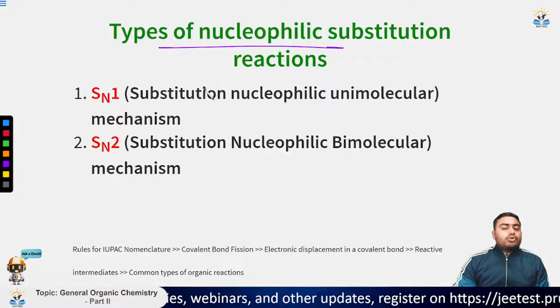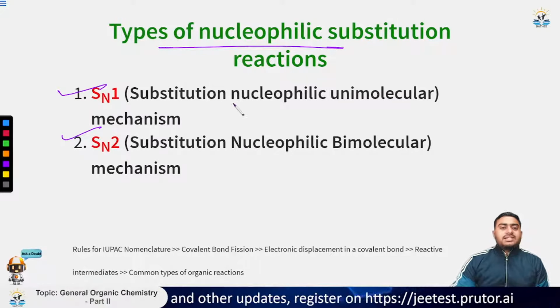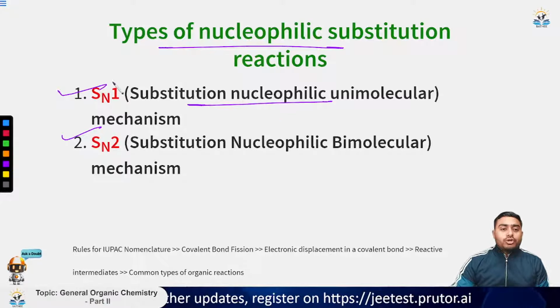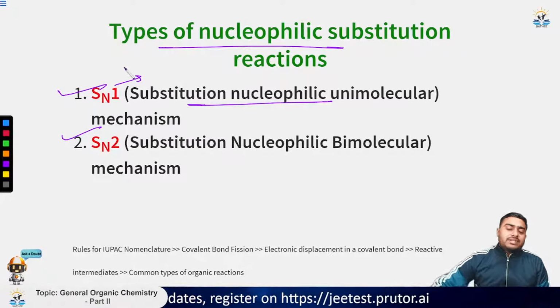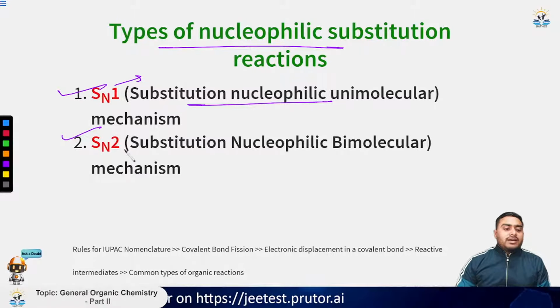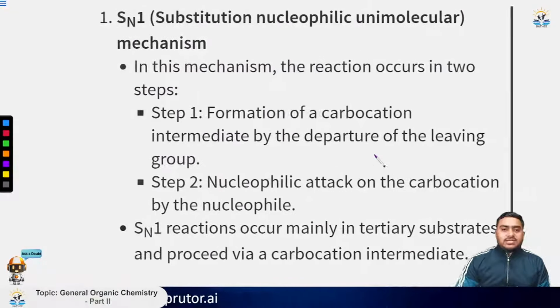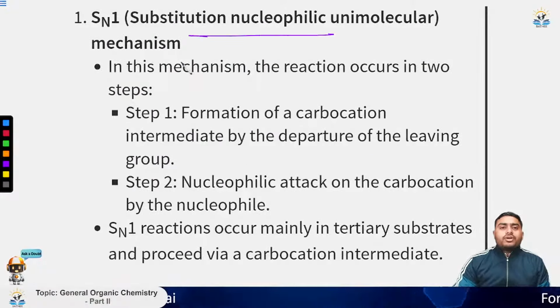What about the types of nucleophilic substitution? It should be two types, like SN1 and SN2. SN1 is substitution nucleophilic unimolecular, one for unimolecular. That means in the starting only one molecule is here on the reactant side, right? And in SN2 you can see it should be bimolecular. That means in the starting two molecules are there. Okay, in SN2. SN1, substitution nucleophilic unimolecular mechanism.